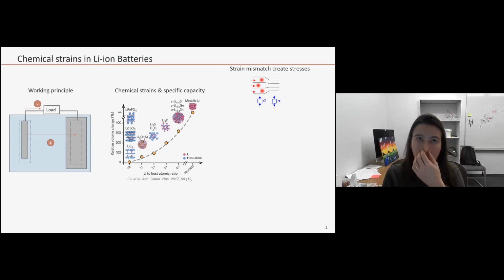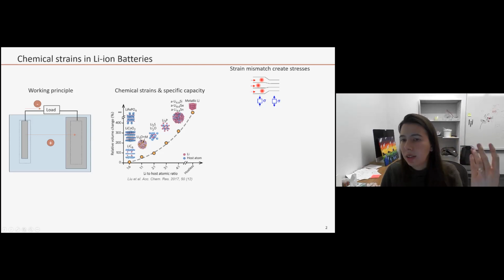However, there are many reasons why those chemical strains might be constrained. There could be some geometrical constraint from the electrode itself, from the package, but there is also the kinetic limitation. So here's one example where you insert some ions inside this host lattice, and because there is not enough time for those ions to homogenize, you will get compressive stress on one side and a tensile stress on the other side. So this stress field is created from the kinetic limitations.